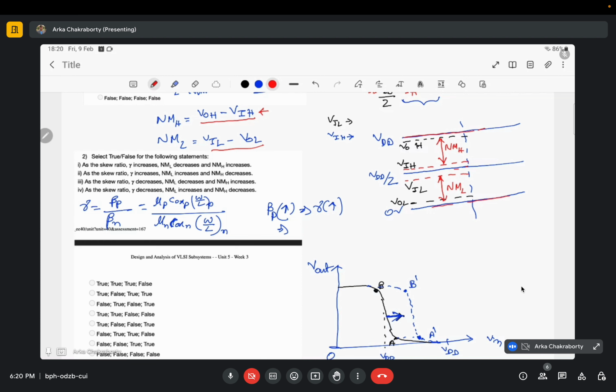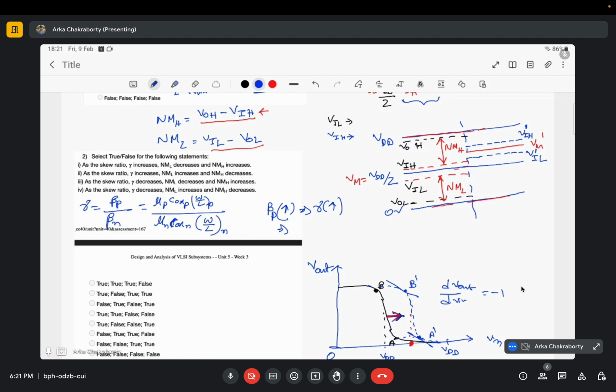Now when my VTC is shifted to the right hand side, you can see my trip point has increased from VDD by 2 to some higher value. So my trip point, that is Vm, which was initially VDD by 2, has shifted to a new value, say Vm dash. Accordingly my new V input high and V input low have also shifted, because they were defined with respect to the trip point. V input high and V input low come from the points where my gain dV out by dV in was -1. So if my trip point is shifting, my VIH and VIL would also shift. I am calling them V input high dash and V input low dash.